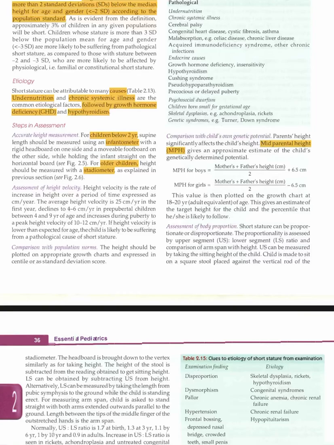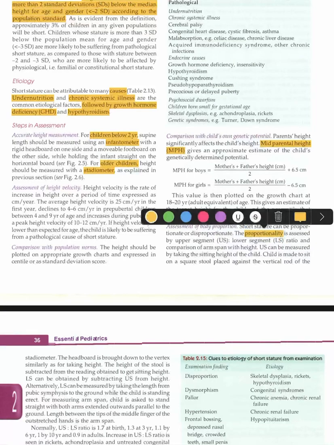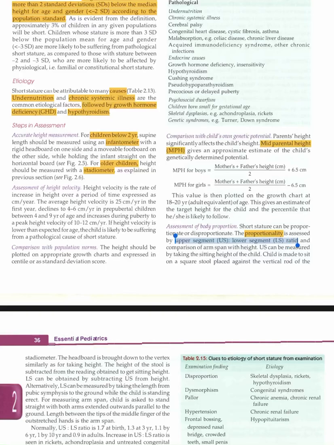Assessment of body proportion. Short stature can be proportionate or disproportionate. The proportionality is assessed by the upper segment to lower segment ratio, and comparison of arm span with height. Upper segment can be measured by taking the sitting height of the child.